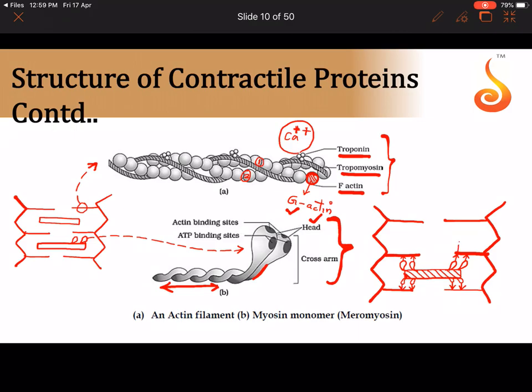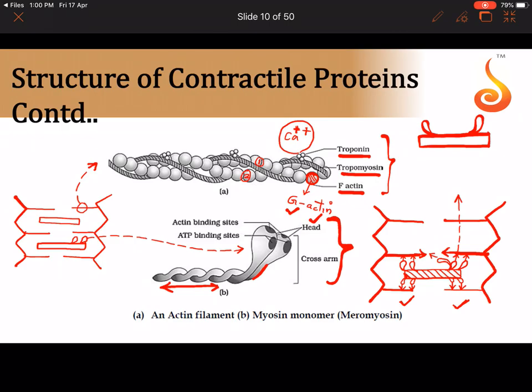Now see, all the heads are facing upwards, correct? The moment the head attaches to the actin, the head will rotate towards the inside. See, the head is rotating here. So when the head rotates, the actin filament also will get pulled towards the center. All the heads on the right side will rotate towards the left side. All the heads on the left side will rotate towards the right side. So initially the heads are facing upwards like this.